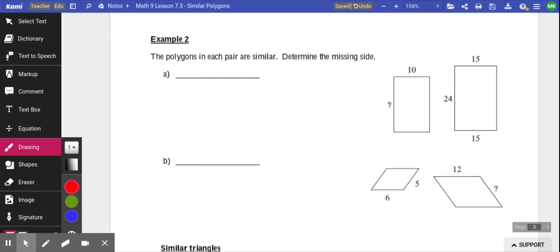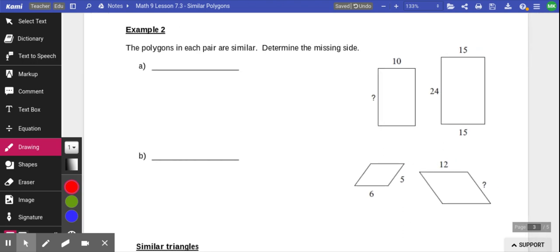Perfect. We could also use this idea of scale factors to help us figure out missing side lengths. So for instance, they said the polygons in each pair are similar. They told us each pair are similar. If they're similar, that means they're the same scale. They're growing and shrinking at the same rate. Determine the missing side. So we look over here.